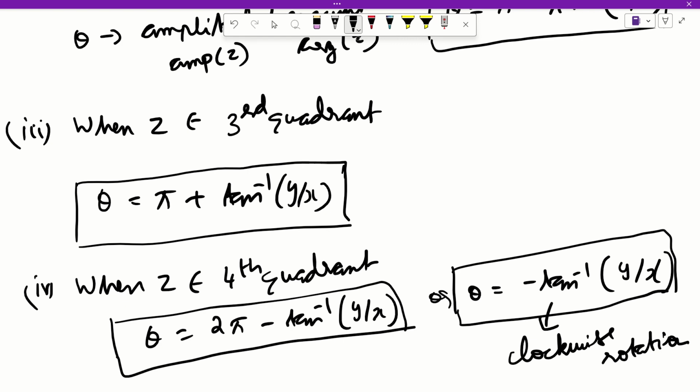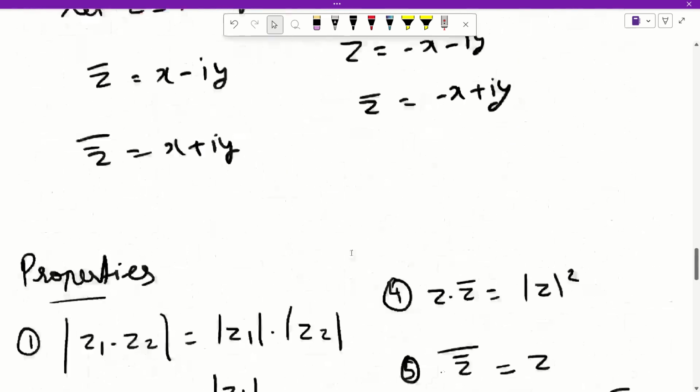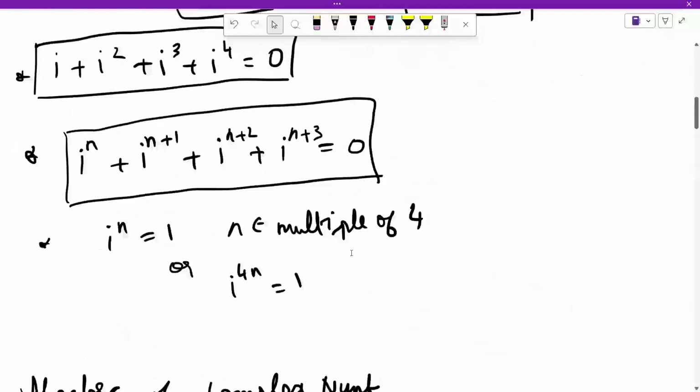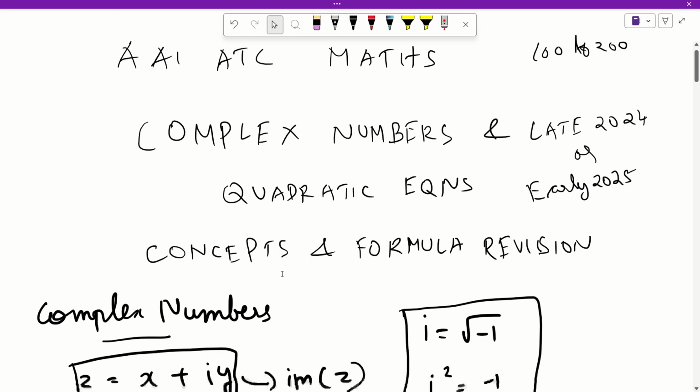Okay. Now let us move on to the next topic. Complex numbers. All concepts of complex numbers have been covered. Now we are going to move on to the next topic, which is called quadratic equations.